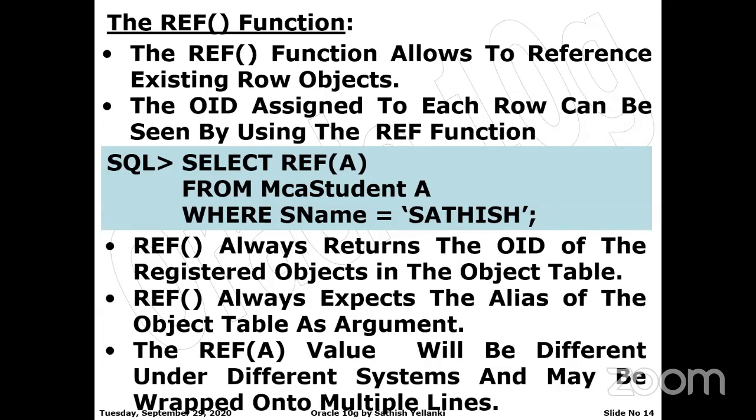We cannot see the object IDs directly. Be very clear about that: they are not like OIDs where the ref function just calls the pseudo column and it starts displaying. So whenever you want your object IDs to be displayed, Oracle provides you one special kind of function, and that's called the ref function.